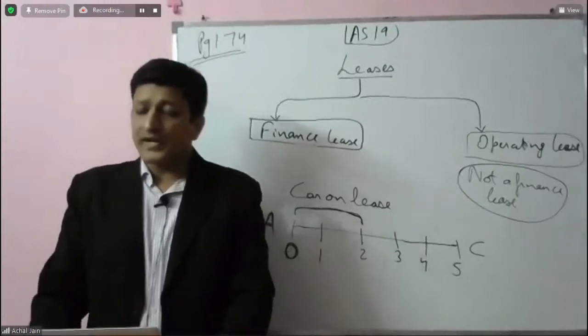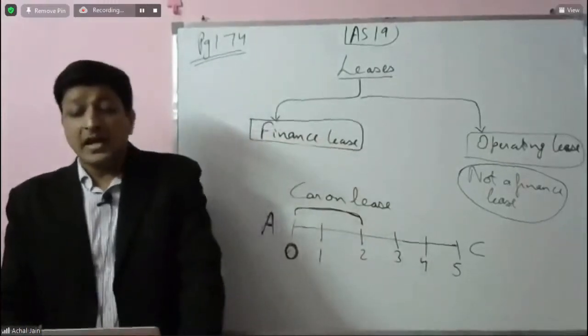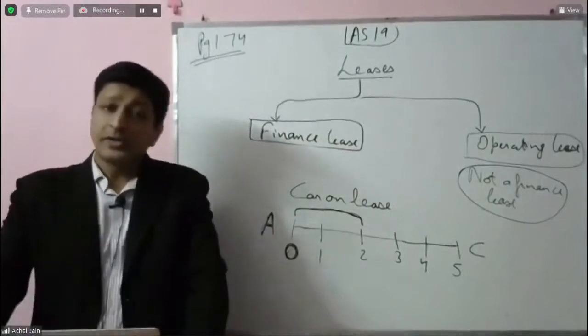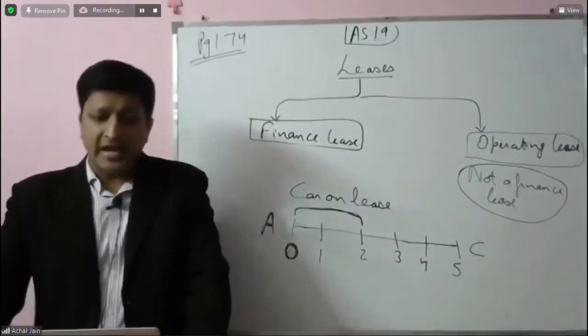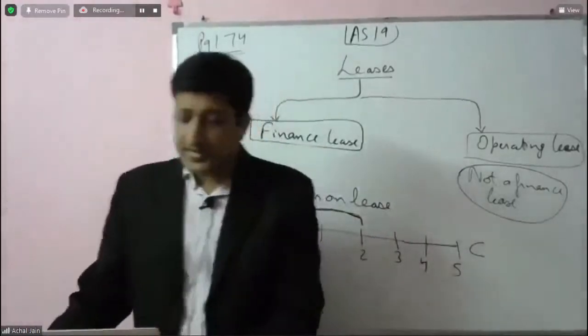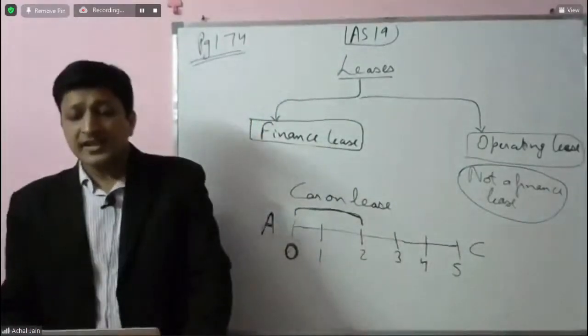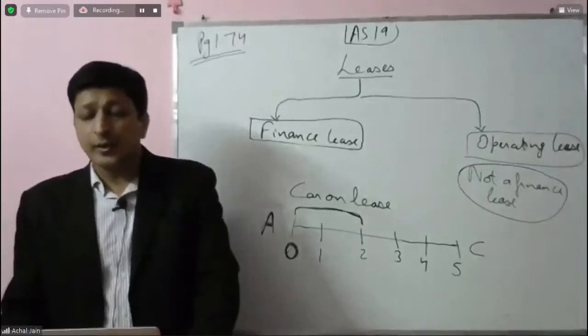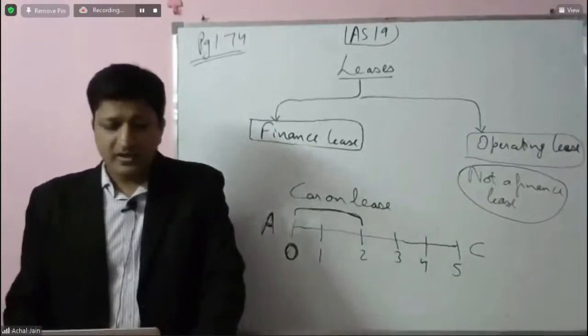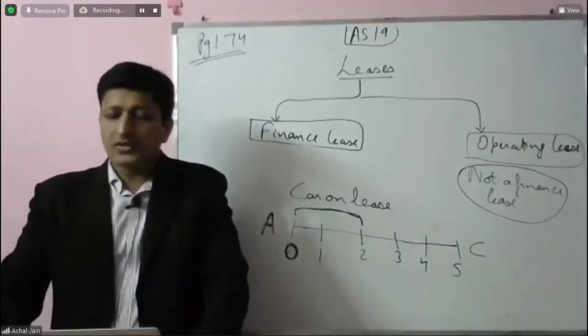Christina is saying it's an operating lease since the lease term and the economic life are not the same. They don't need to be the same in the case of a finance lease. I'm not sure why you're saying they need to be the same. Ramakrishna is saying the lease term is substantially not covering the economic life of the asset. Hence, it's an operating lease. Very good. What about others?